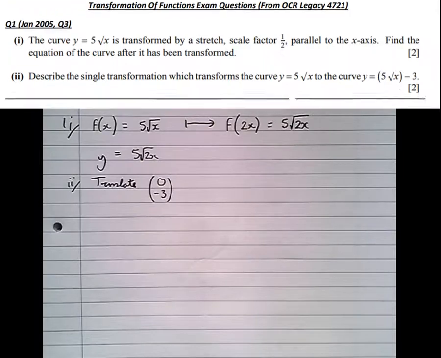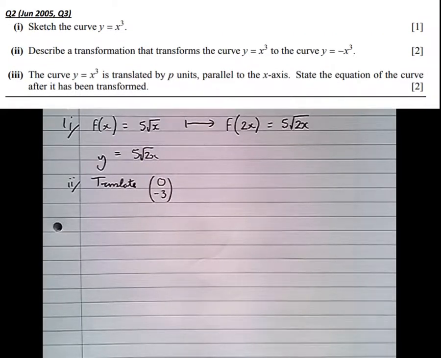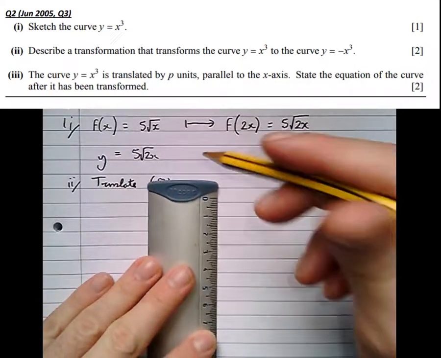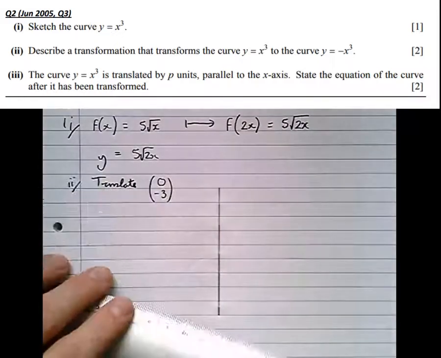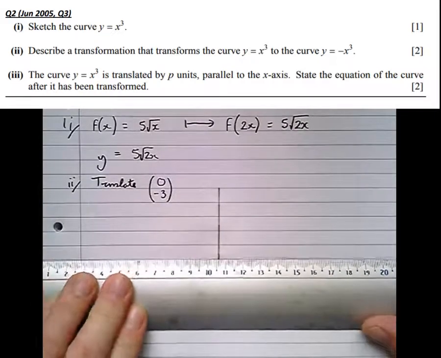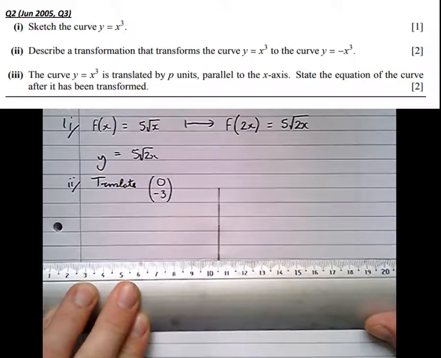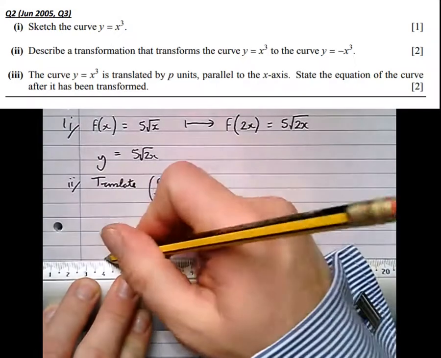Let's have a look at another one now. Let's have a look at this question here. So in this particular question, we can see that it's asking us to sketch the curve of y equals x cubed. So what we should use for these types of question is a ruler and a pencil. Ruler because we want it to be presentable, and a pencil because if you get it wrong, you want to be able to rub it out and do it again. If you do it in pen, obviously that's not possible.